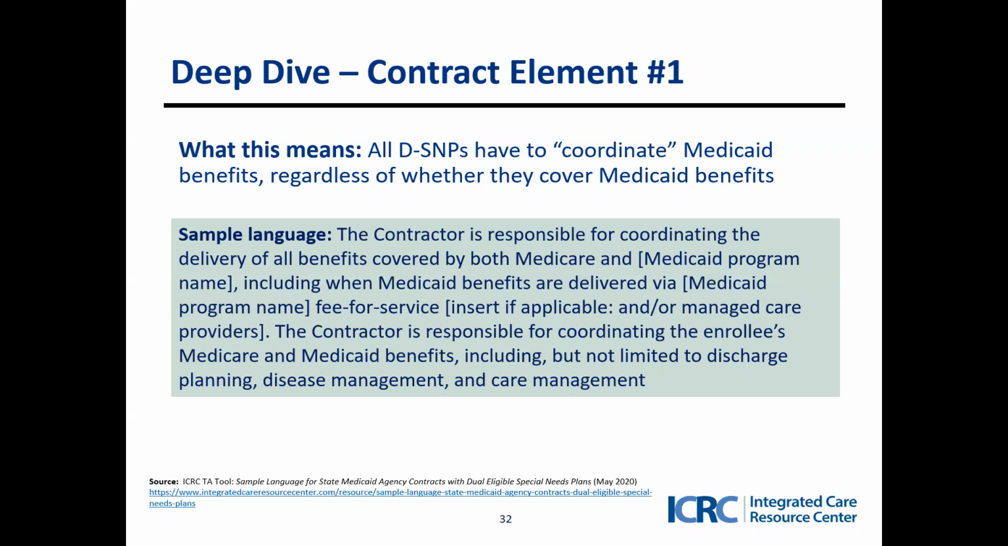It's important to point out that D-SNPs must coordinate the delivery of an enrollee's Medicaid benefits regardless of whether the state provides the plan with information on how that enrollee receives their Medicaid services, although it definitely helps the D-SNP's care coordination efforts if states do provide them with that information. The last point I want to emphasize is that every state with a D-SNP contract will have to deal with this element in some way, and how the state deals with it can range from really simple to really complicated. By contrast, requiring D-SNPs to cover Medicaid benefits, which is related to contract element number 3, is not something that all D-SNPs will have to do. Next slide, please.